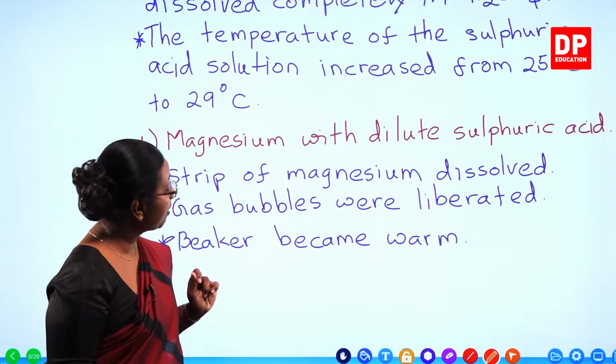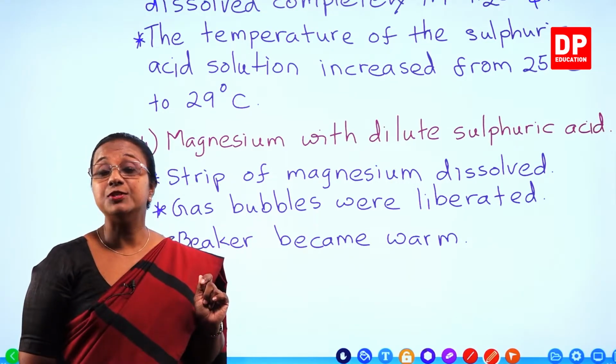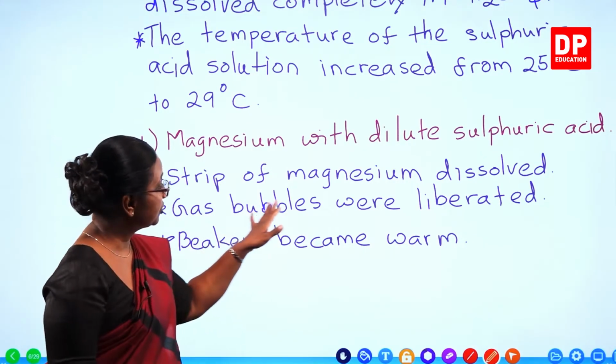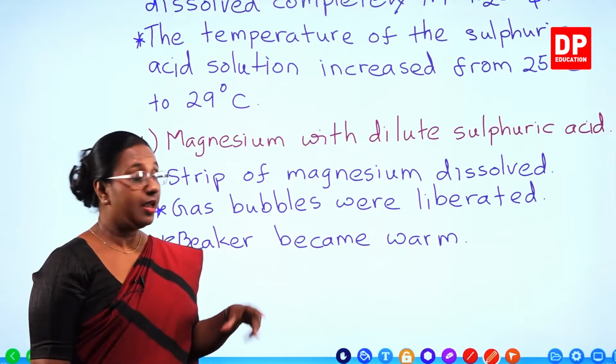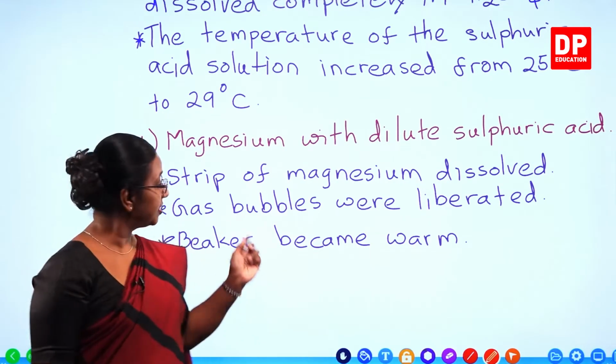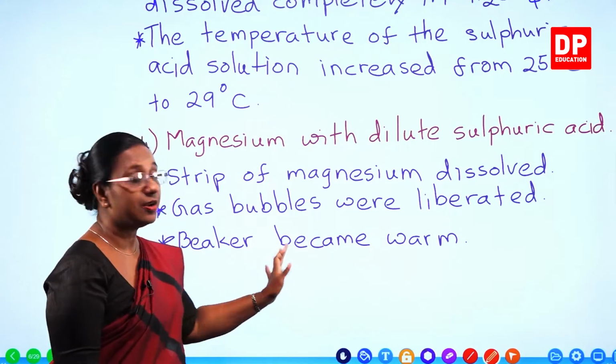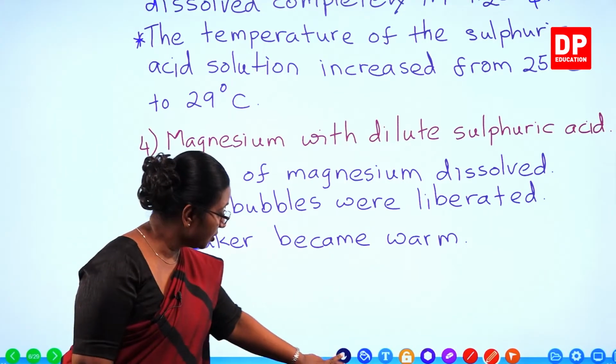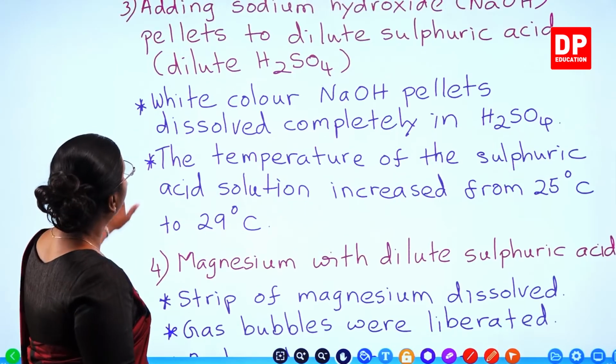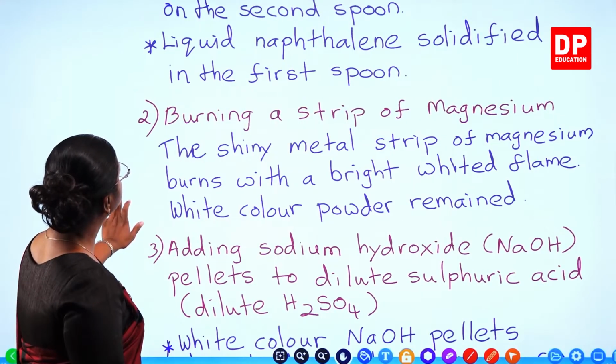When we put a strip of magnesium into dilute sulfuric acid, you were able to see the magnesium dissolving and undergoing changes, liberation of gas bubbles, and also the beaker becoming warm. So we will look at the observations again quickly.